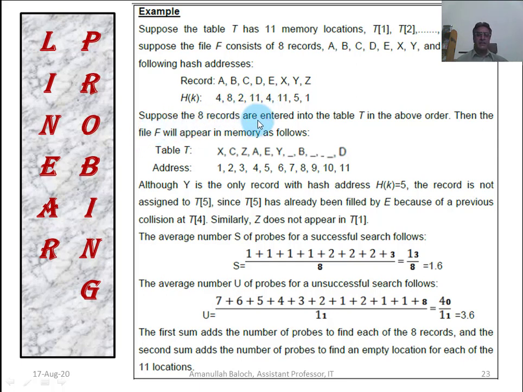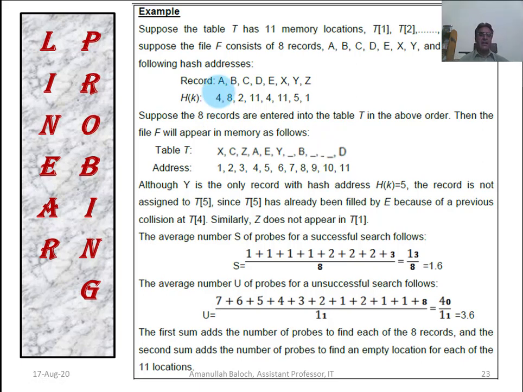Suppose the 8 records are entered into the table T in the above order, then the file F will appear in the memory as follows. When we manage these records in the 11 memory locations, 1 to 11 are the memory locations, and we have stored those records in these memory locations.